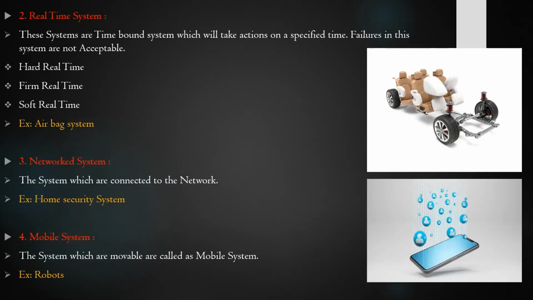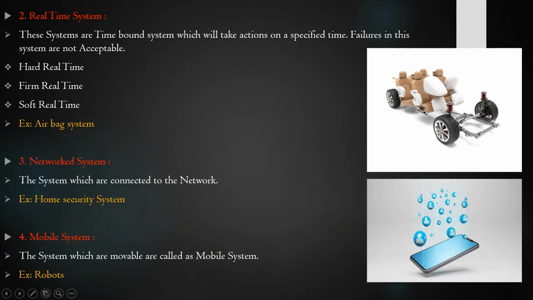And then the classification of real-time systems. These are time-bound systems which will take action at a specified time. Failures in these systems are not acceptable. They are classified as hard real-time, firm real-time, and soft real-time. An example is the airbag system.